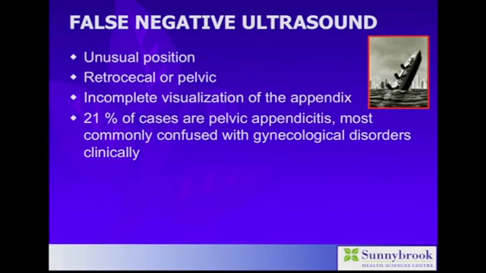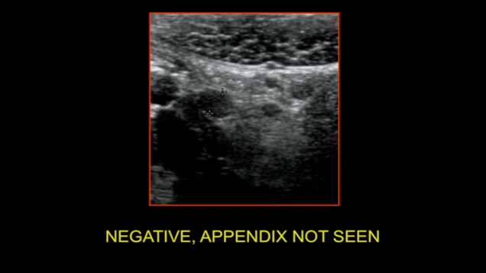In the case of the retrocecal appendix, we must do the left lateral decubitus position for the patient or scan in the coronal plane. And for pelvic appendices in females, all patients in whom the appendix is not seen from above must receive a transvaginal examination. And this is such a case. This is a supine patient.